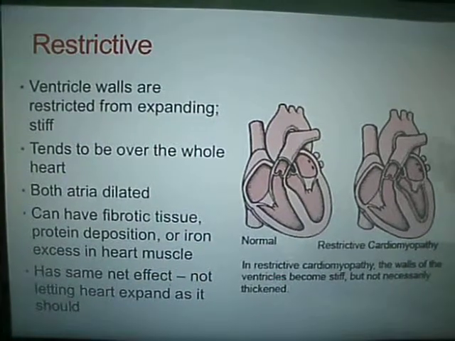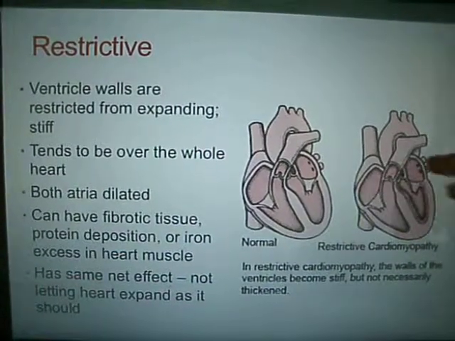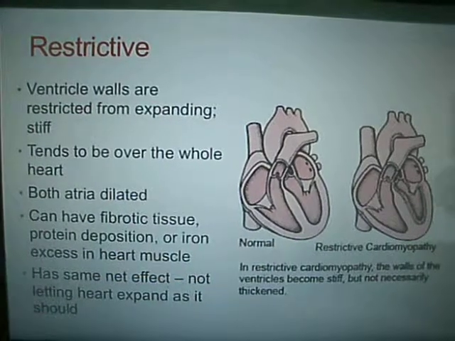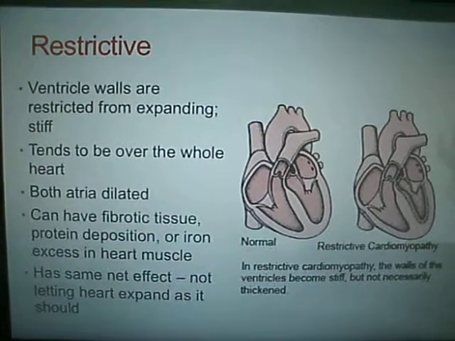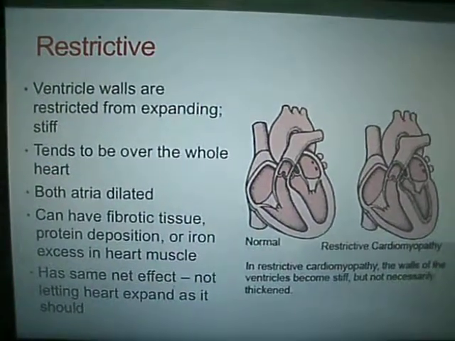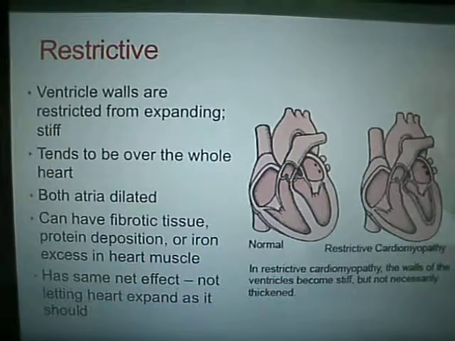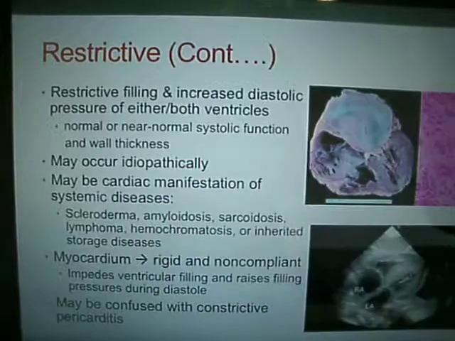For your restrictive cardiomyopathies, the ventricle walls are restricted from expanding, which causes them to be stiff. And this tends to be over the entire heart, so both the atria become dilated as well, which is hard to see in this picture. They can have fibrotic tissue, protein deposition, or iron excess in the heart muscle, but either way, it's got the same effect where it doesn't let the heart expand as it should.